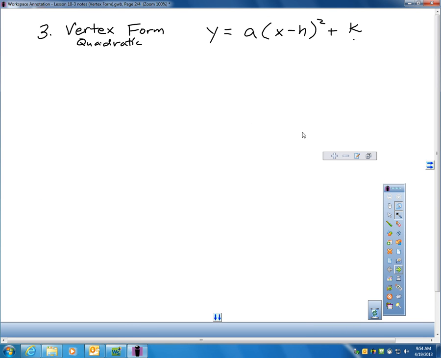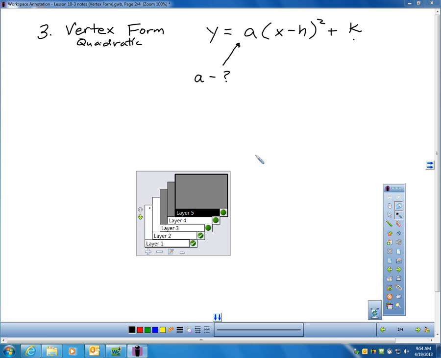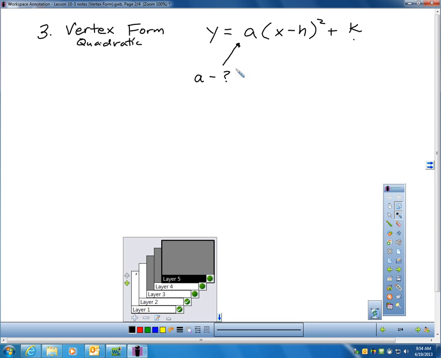The third kind of form that we would have to sketch is called vertex form. And you'll see it on page 669. Now here's what vertex form is, it's very simple to graph. a has the same meaning that it did here and here. It just tells me, does the parabola open up? Does it open down? Is it stretched or is it shrunk?